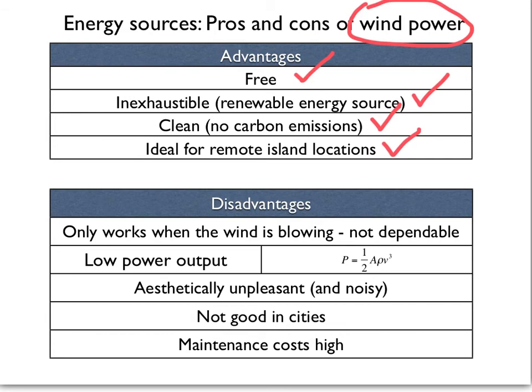The disadvantages of wind power is it only works when the wind is blowing, so it's not reliable. It has a low power output, and we'll be talking about the equation for calculating the power output a little later on. It's aesthetically unpleasant. The wind generators are large, they generate quite a bit of noise, they kill birds, people don't like them for those reasons. They're not good in cities, and the maintenance cost to keep the wind generators running is high.